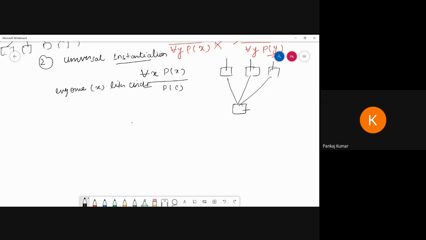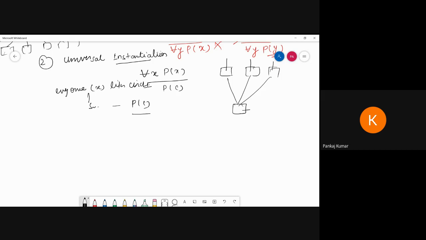Now suppose I'm writing that Sita likes cricket. That is the universal instantiation. That means Sita belongs to that universal set. So on that basis we can derive. This is the way we have to use universal instantiation and universal generalization.